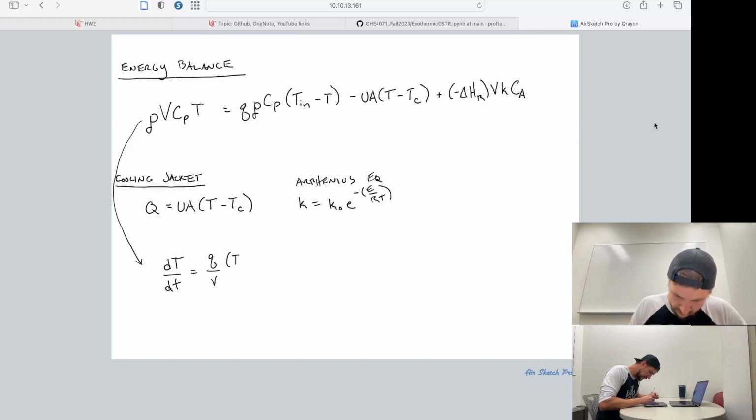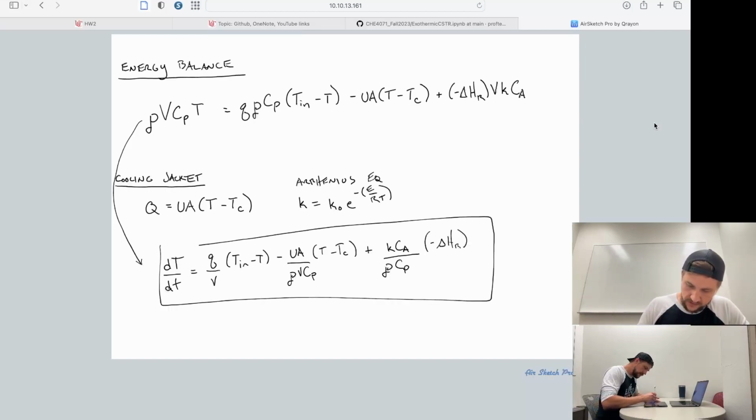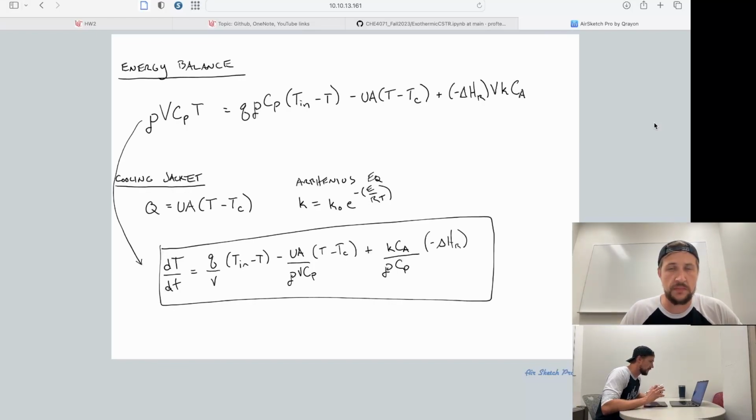And then that's going to be multiplied by T in minus T minus UA. And nothing cancels out there, so we keep all our terms: T minus TC. And then with this part here, our volume cancels out. So we've got KCA divided by density and heat capacity, all multiplied by our delta HR. Now this is our energy balance equation at which temperature is changing with respect to time.